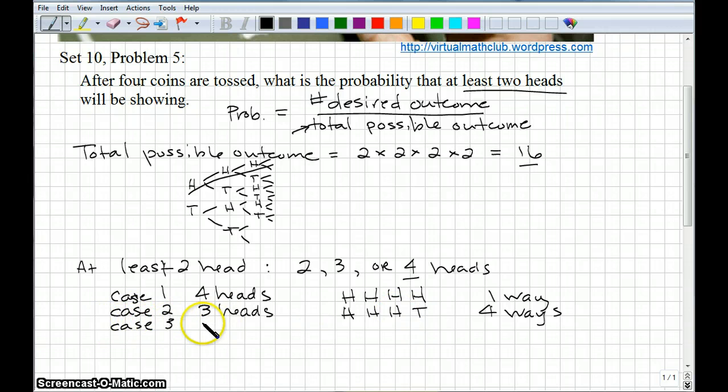Case 3, where we're looking for 2 heads, that's a little trickier. So we could list those out. You could get head, head, tail, tail.